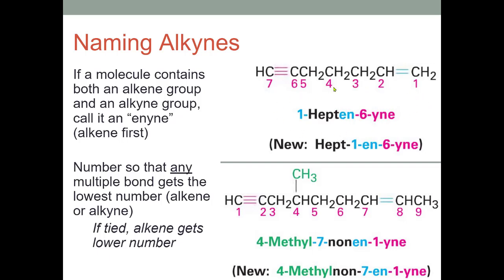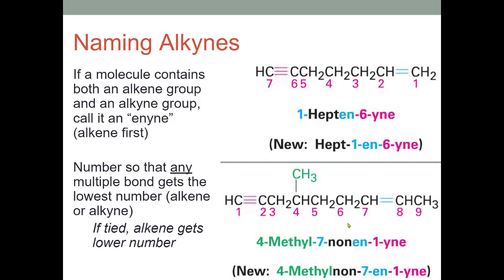Here's the older naming on top. So it's a 7-carbon molecule, that's our hept. And now you can see sort of how this numbering is confusing with the older style. The newer style, in my opinion, is much easier to understand. I have a 7-carbon molecule with a double bond starting at carbon 1 and a triple bond starting at carbon 6. But either is acceptable.